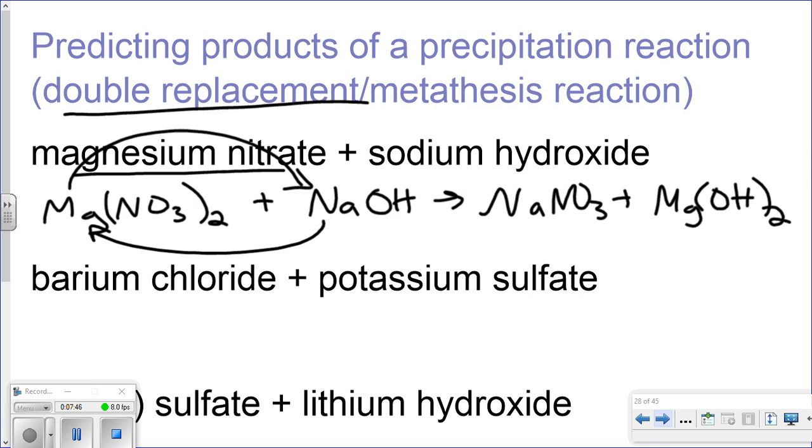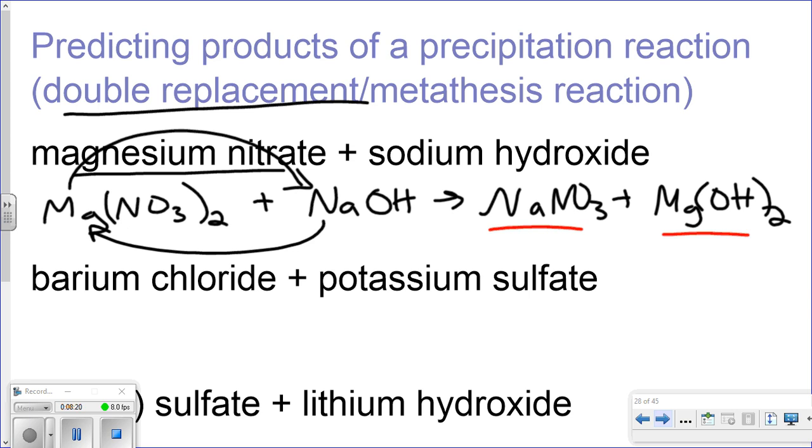But what I need to determine is, is this a precipitation reaction? In other words, will this produce something that is insoluble? Okay? If both products, the sodium nitrate and magnesium hydroxide, let me say it again, if both products are soluble, in other words, they both dissolve in water, then this is not a viable precipitation reaction. There's no precipitate that forms. One of these has to be an insoluble solid. One of these two products that I just underlined in red.